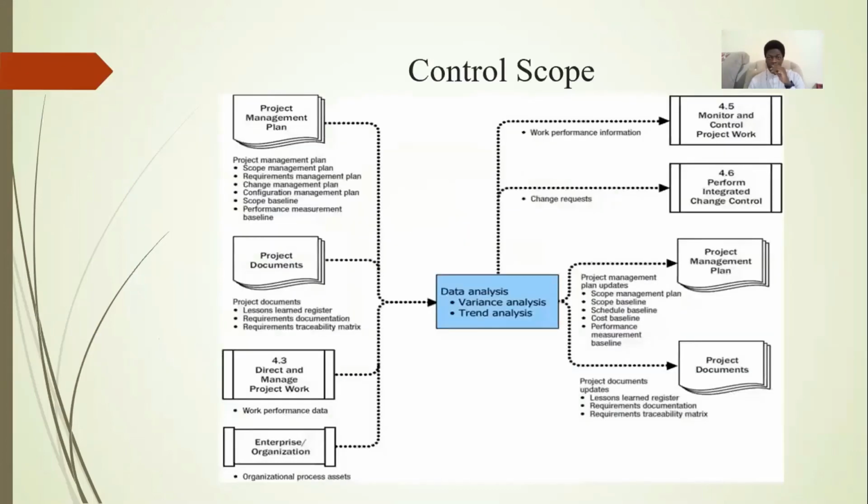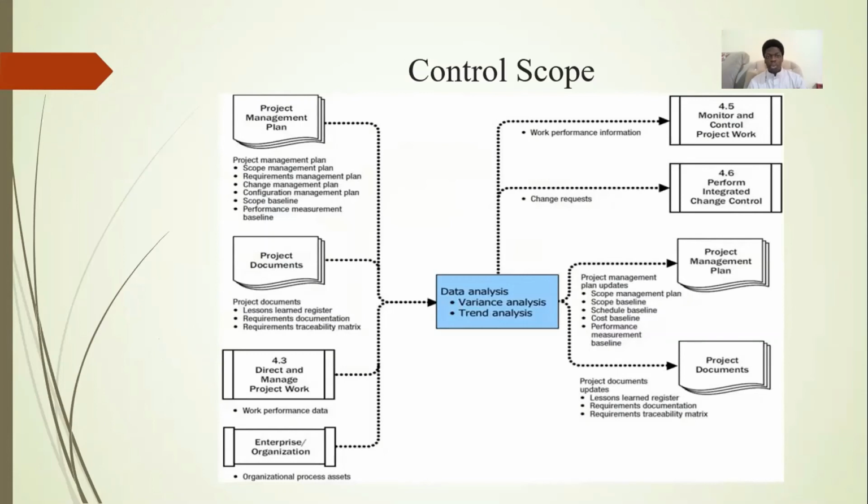Controlling the scope. Here we are evaluating the progress of the project and the changes that occur during the project, and the changes that might happen to the scope. Okay.